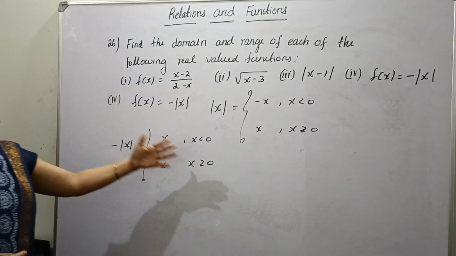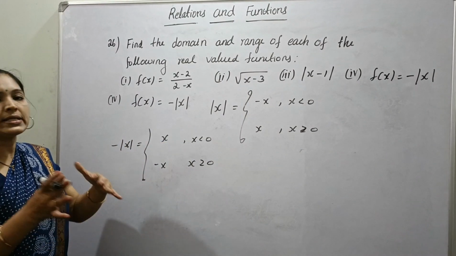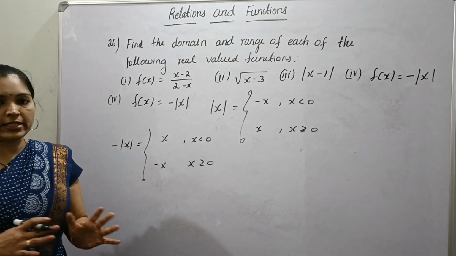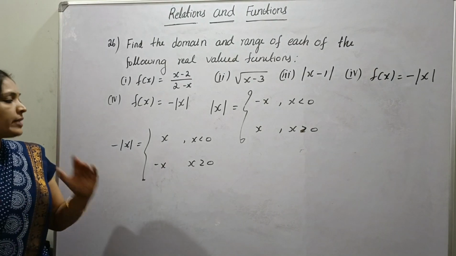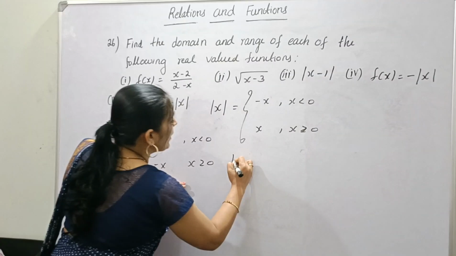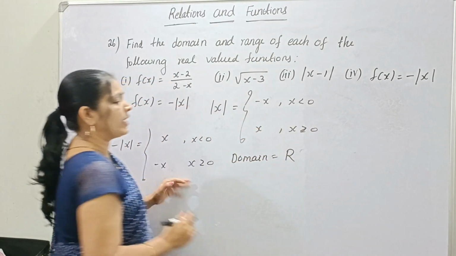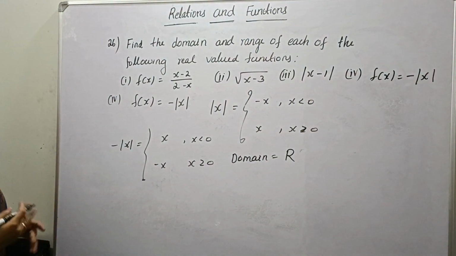Here also the function is defined for all real values, right? x less than 0, that is negative values, and x greater than 0, all the positive values. Therefore, this function is defined for all real values. Therefore, the domain is R, the set of real values. And what is the range?